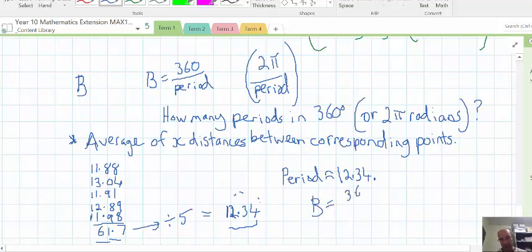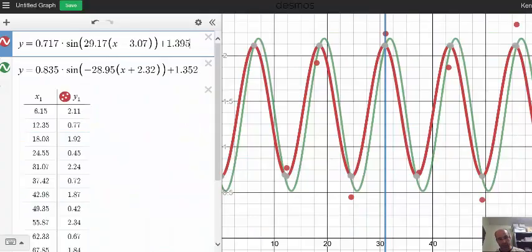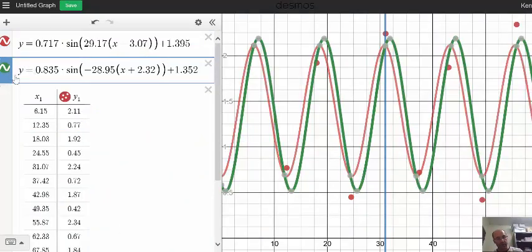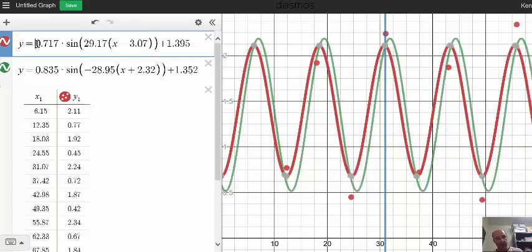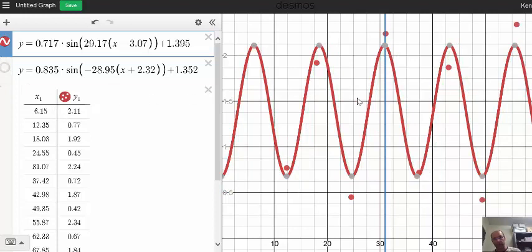So you've got 12.34. In this particular problem we're working in degrees, so B equals 360 over 12.34, and that is 29.17. So now we've got A, B, C and D, and I've put those into Desmos. The green graph is from the trigonometric regression from the previous video, and this is the new one up here. And I've got all the data in there as well.